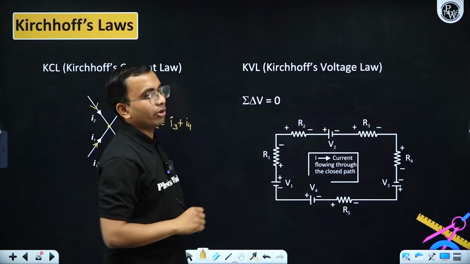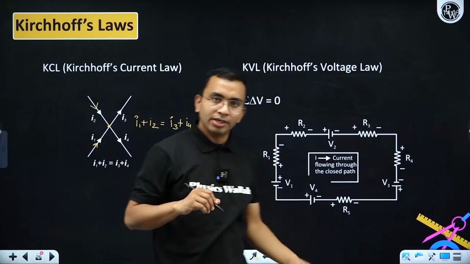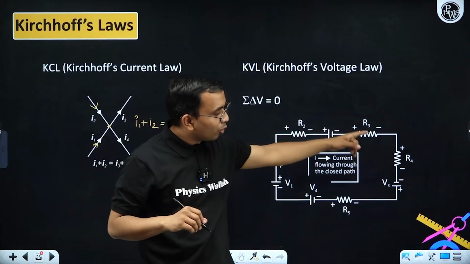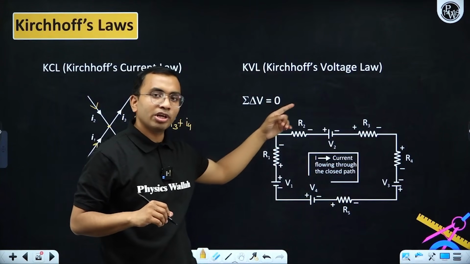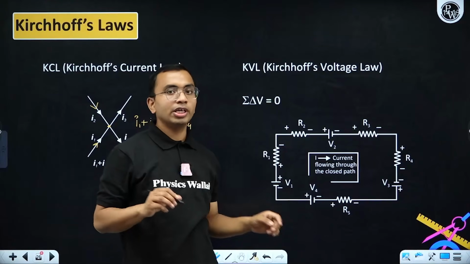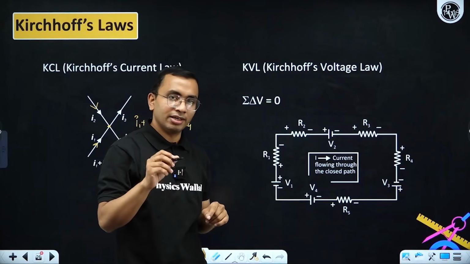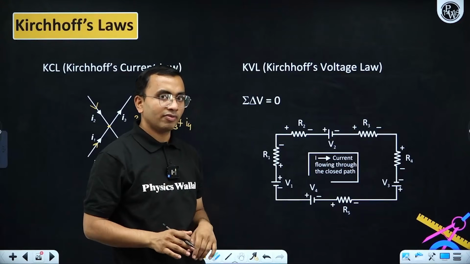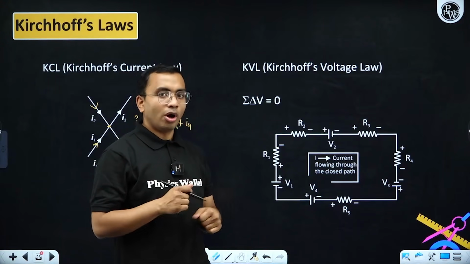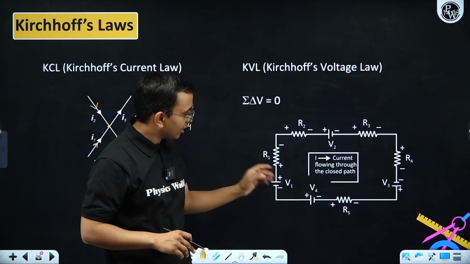Next is the voltage law. The voltage law suggests that if you move in any closed loop, the algebraic sum of the potential will be 0. Here you need to take care of the sign of the potential, whether there is a potential drop or a potential gain. Let us take this particular circuit.